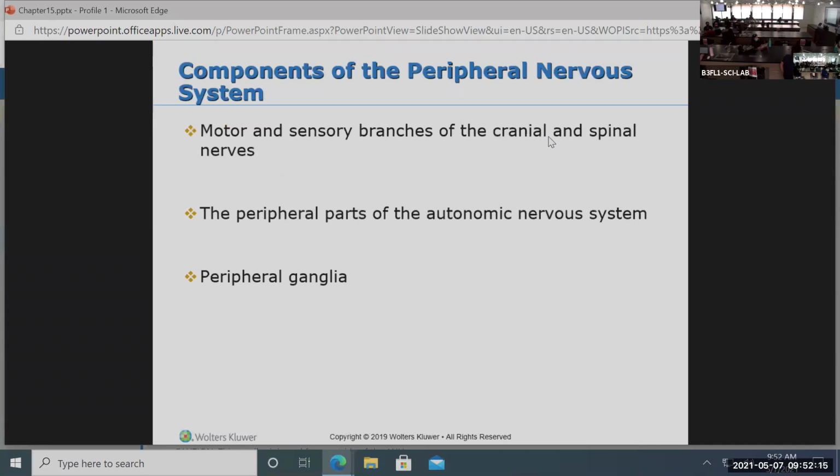Okay, so next slide. Components of the peripheral nervous system. If you folks remember, what are the components of the PNS, the peripheral nervous system? If somebody asks me, the spinal cord, pardon? Brain and spinal cord? Brain and spinal cord is not the PNS. Brain and spinal cord are part of the CNS only.